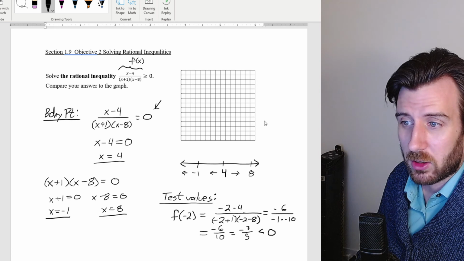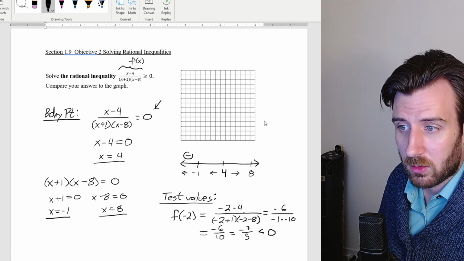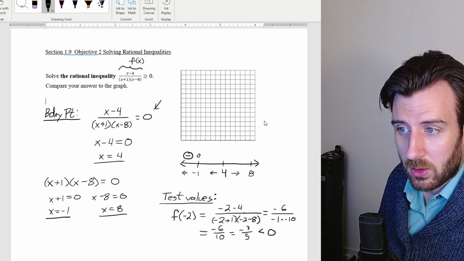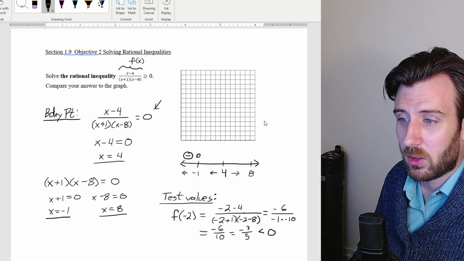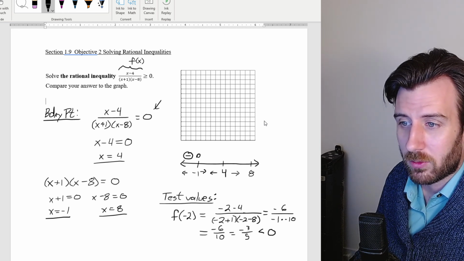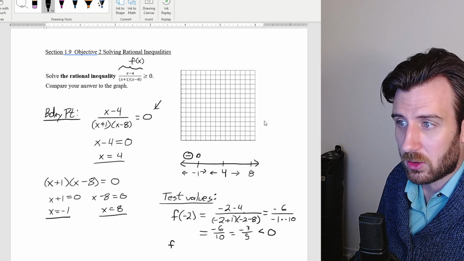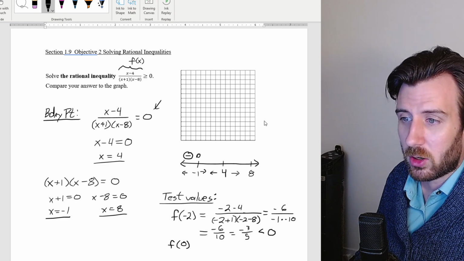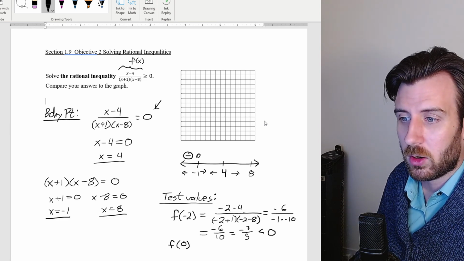So we're going to put that in over here. This is where I am negative. Here was where I was 0. Good. Let's do a test point between negative 1 and 4. Let's maybe choose 0, that seems pretty easy. So let's do f of 0 as our representative between negative 1 and 4.